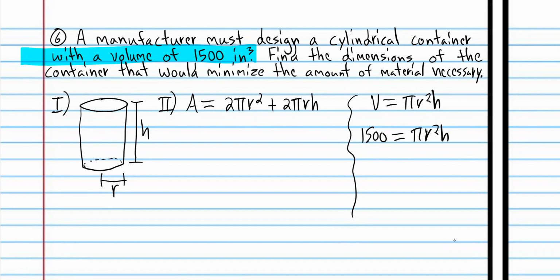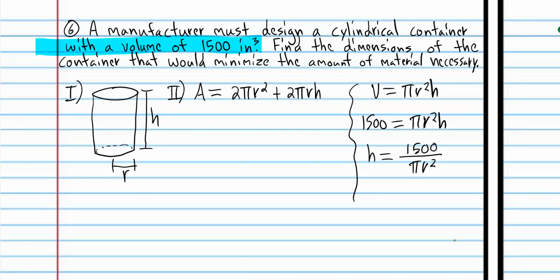So 1500 is the volume, and this gives us an equation that we can use to get this side in terms of only one variable. So h is equal to 1500 over pi r squared. Now you might wonder, why is it that I solve for h? Why don't I solve for r? Well, you could solve for r, but that would make things more difficult because r is squared.